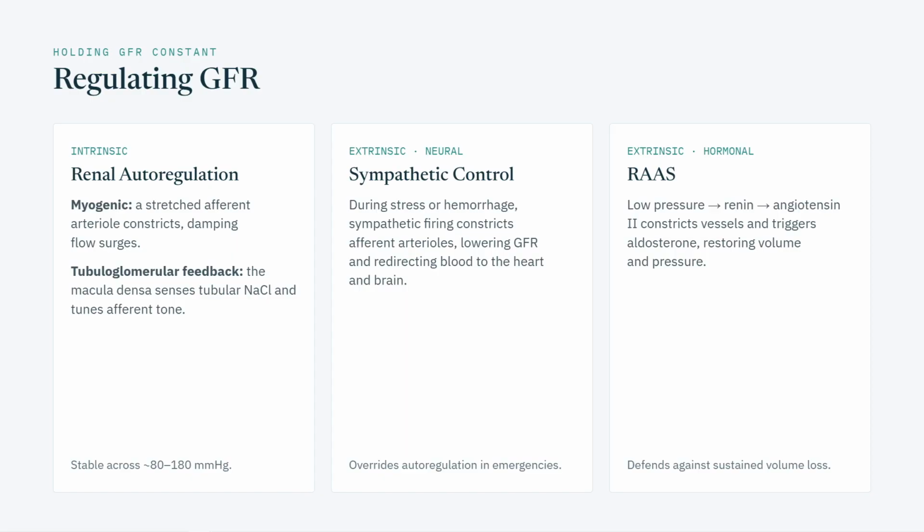The second layer is neural. In an emergency like blood loss, the sympathetic nervous system clamps the afferent arterioles down, dropping GFR on purpose, to redirect blood to your heart and brain.